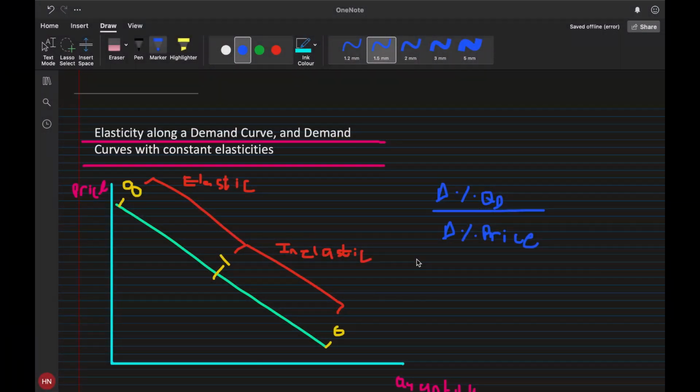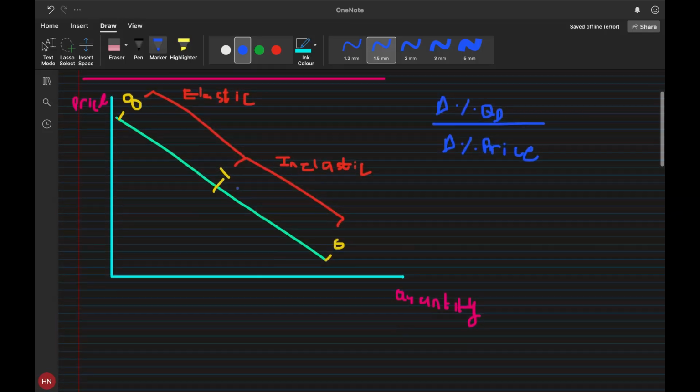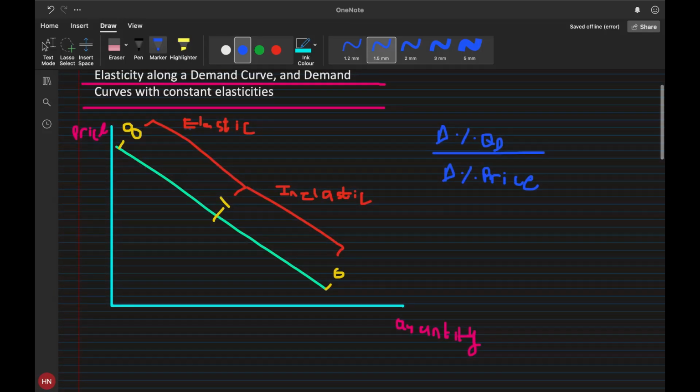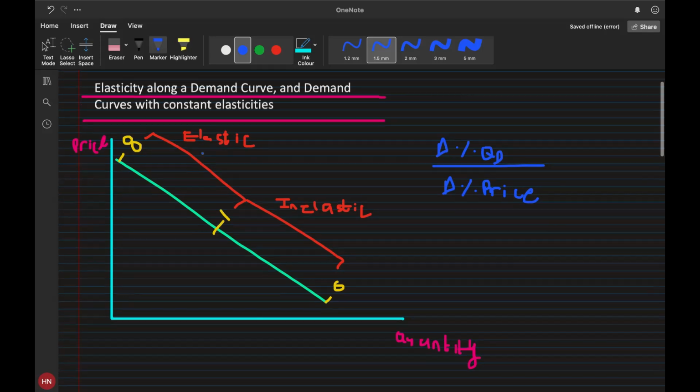Hi guys, in this video we'll be discussing elasticity along a demand curve and demand curves with constant elasticity. So let's have a look at this demand curve here. This diagram represents a normal demand curve. We look at demand curves with constant elasticities later on, but on any normal demand curve, the elasticity value varies.